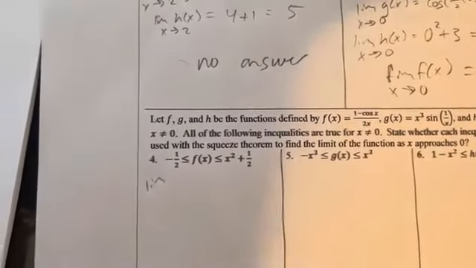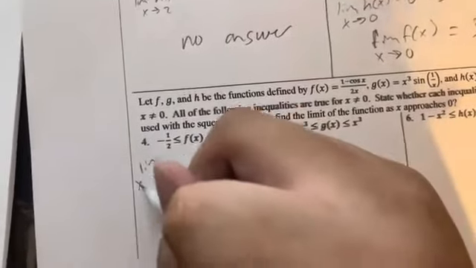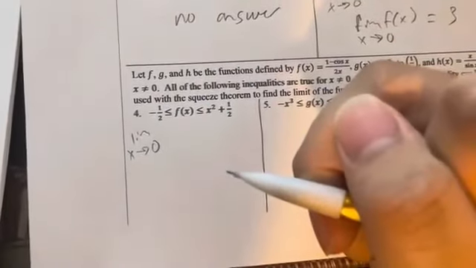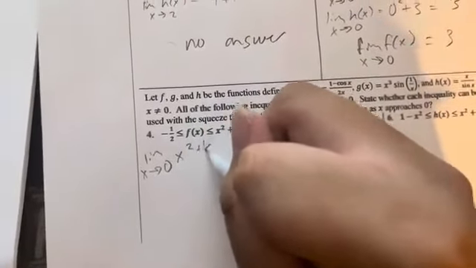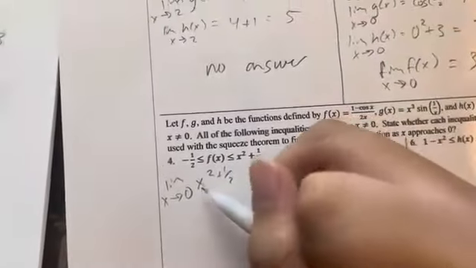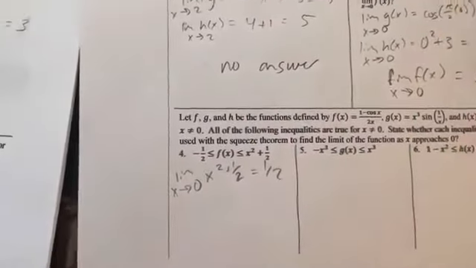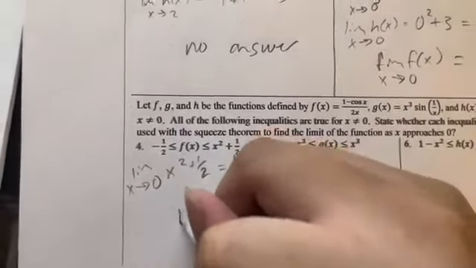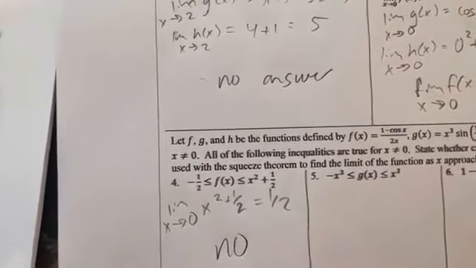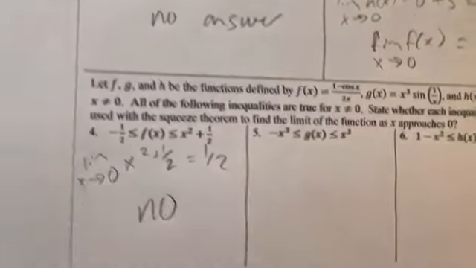We'll say the limit as x approaches 0 of x squared plus 1/2, so we plug a 0 in for x, so this becomes nothing, so it's 1/2 by itself. This equals 1/2, so from that we can say no, it cannot be used with the squeeze theorem to find the limit of the function as x approaches 0.